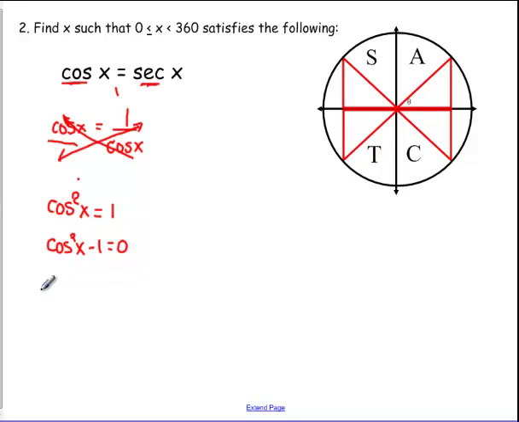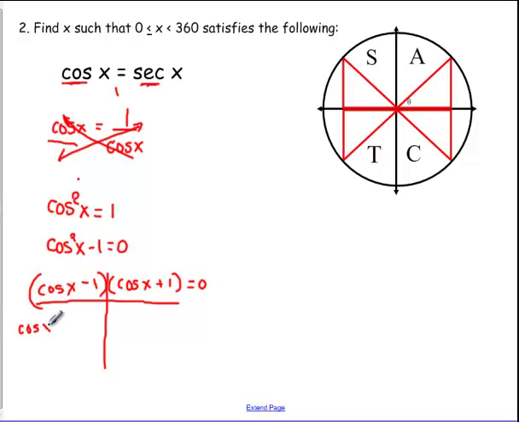This factor is a difference of two perfect squares. So it's cosine x minus 1, and it's cosine x plus 1. Set each factor equal to 0 and solve away. All right, and I'll solve this side now. Set this equal to 0, solve away.